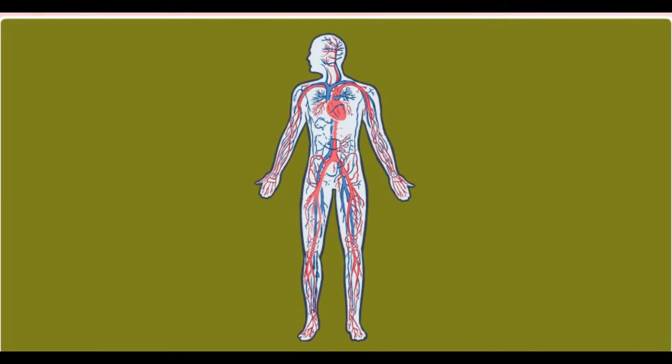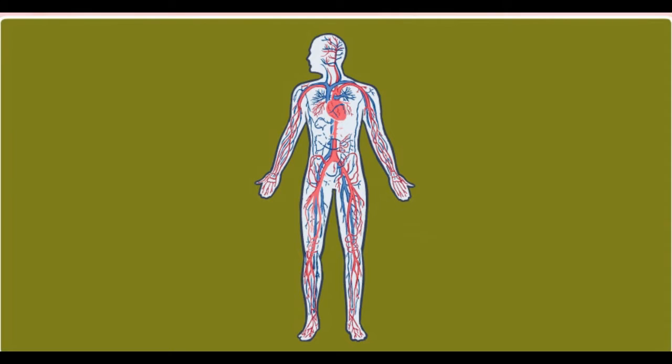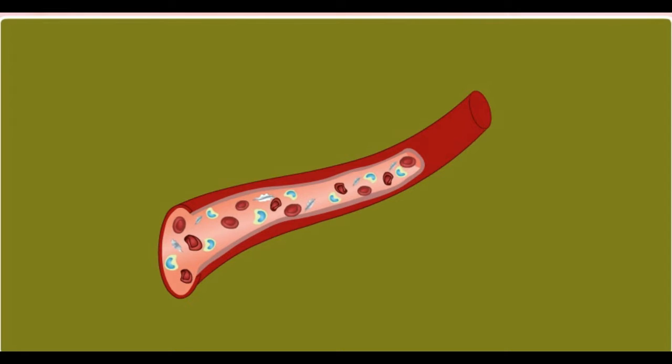Transport in humans. The blood circulatory system makes food, water and oxygen available to every part of the body and helps in removing waste materials of the body like carbon dioxide. The human circulatory system consists of the heart, blood vessels, arteries, veins, capillaries and blood. Blood is a red-colored liquid which flows in blood vessels and circulates in our body.